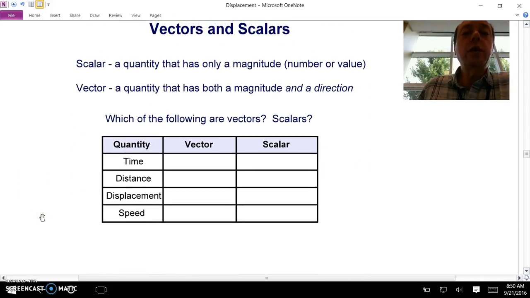Vectors and scalars. A scalar is a quantity that has only a magnitude, a size. A vector is a quantity that has both a magnitude and a direction. So which are vectors, which are scalars? Time, at least in Newton's world, is always a scalar. Distance is a scalar. Displacement is a vector. And speed is a scalar. We'll be introducing the vector version of speed, velocity, in a little while, and acceleration, which we'll get to in a week or two, is always a vector quantity.